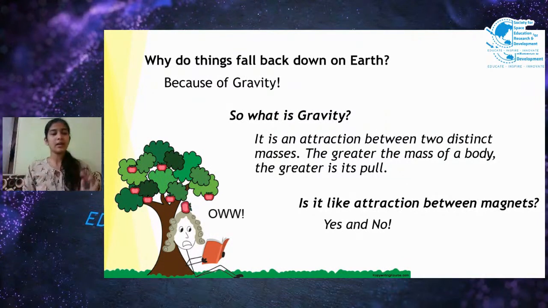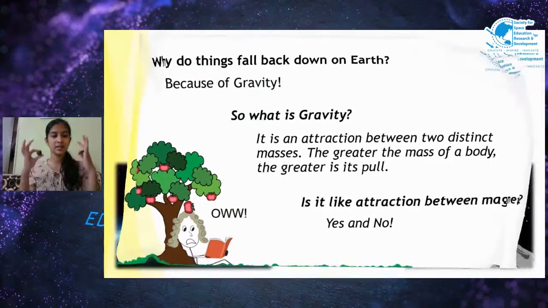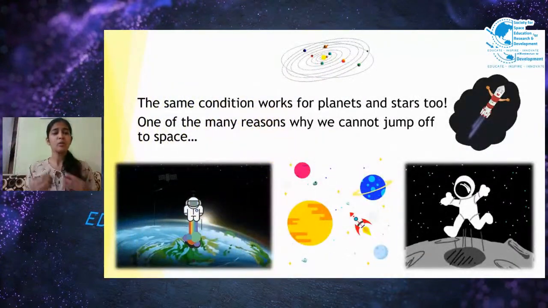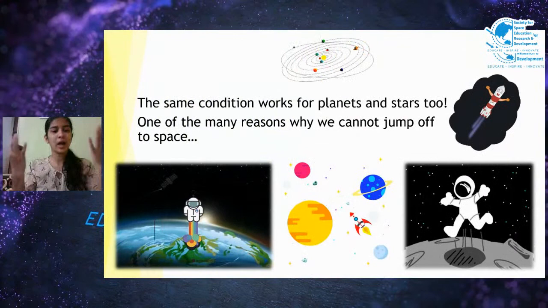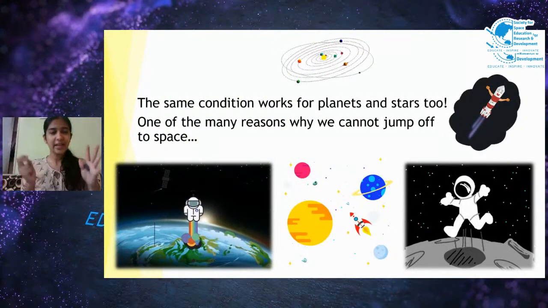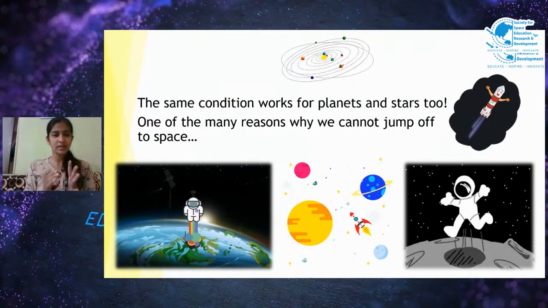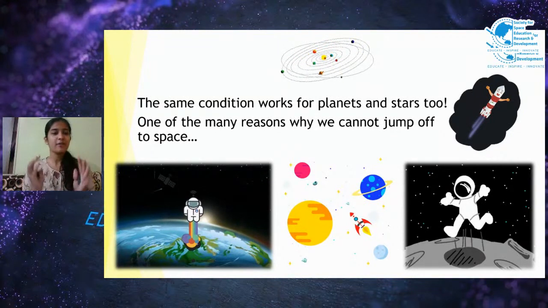Now you must be wondering how celestial objects work in space, in the outer sky. Why don't they fall onto Earth? Does gravity work in space too? You must be having these questions too. So this concept works over there too.